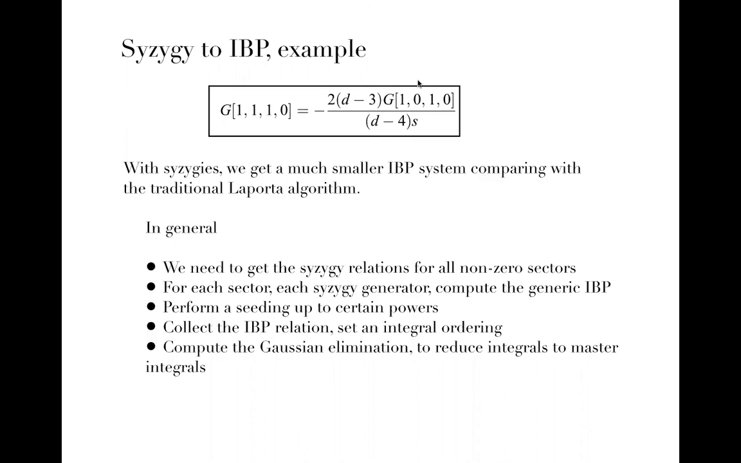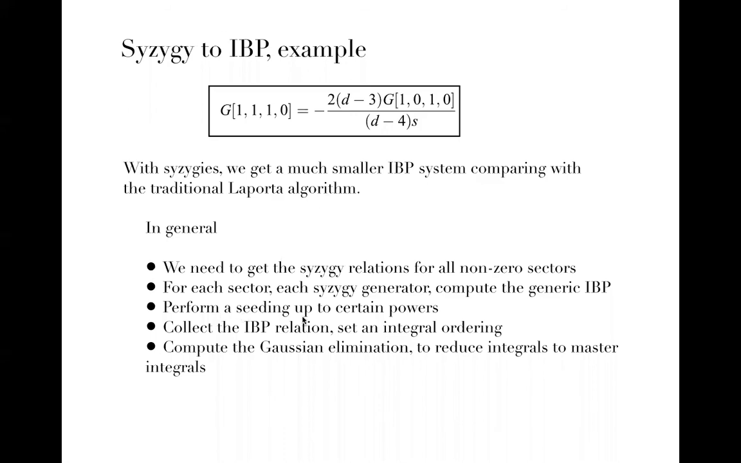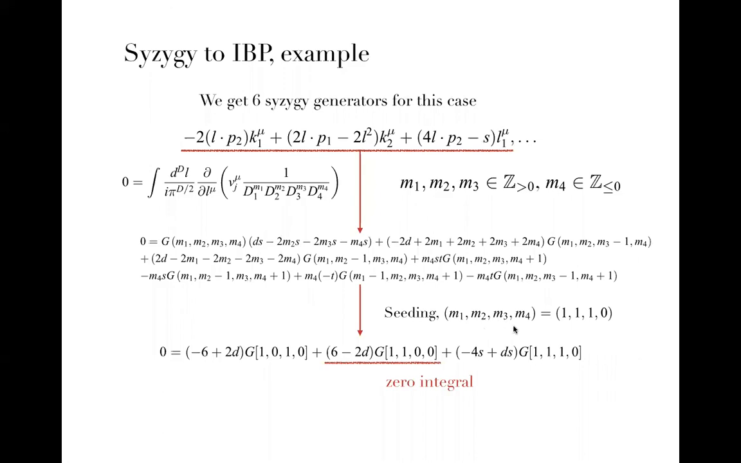So it's quite easy. In summary, if you try to use CCG for IBP, you get the CCG relation for all the non-zero sectors. It's quite easy to determine which sector is non-zero from the Feynman parameterization. For each sector and each CCG generator, compute the generic IBP. What is generic IBP? I don't put any numbers in the indices, I just say m1, m2, m3, m4. Then do a seeding. For this one I use one seed, but here you can put other kinds of integers, like 1, 1, 1, -1 or 1, 1, 1, -2. Of course, the seeding should be consistent with the sector. You can't use a seed 1111 for a sector that isn't the top sector, the box sector.